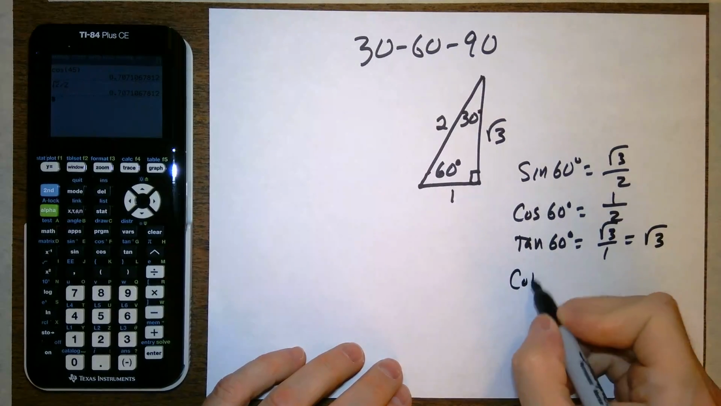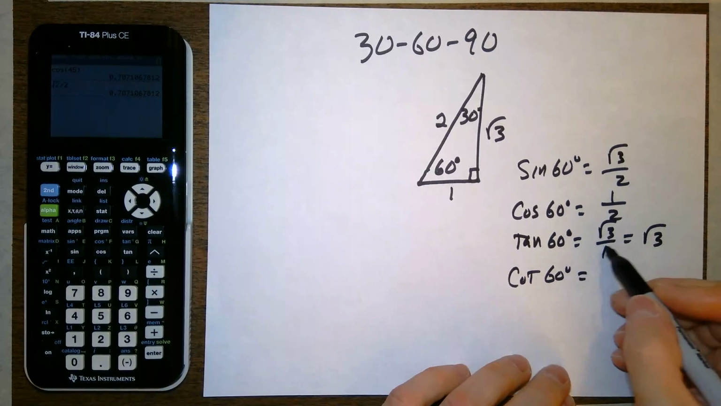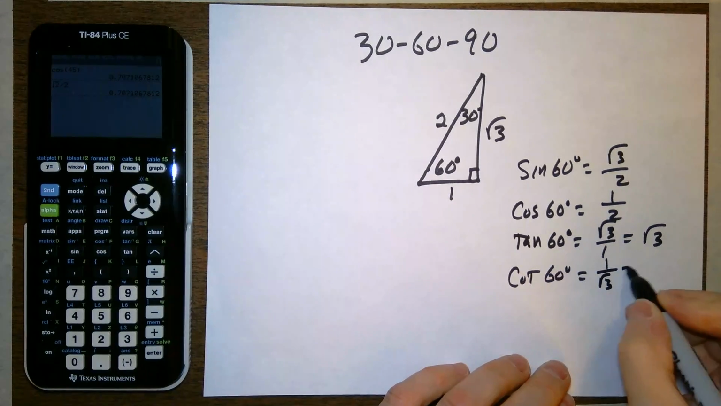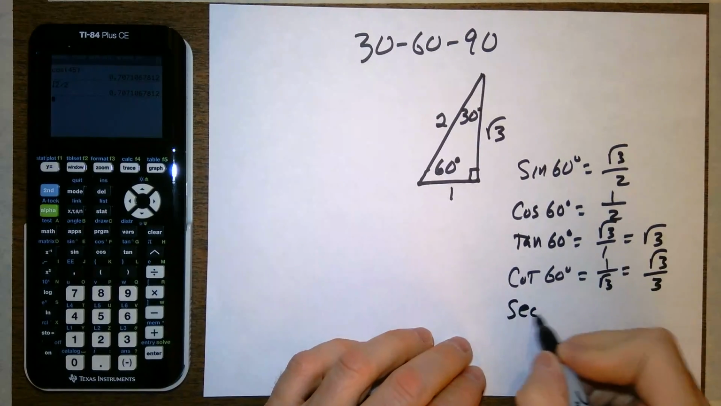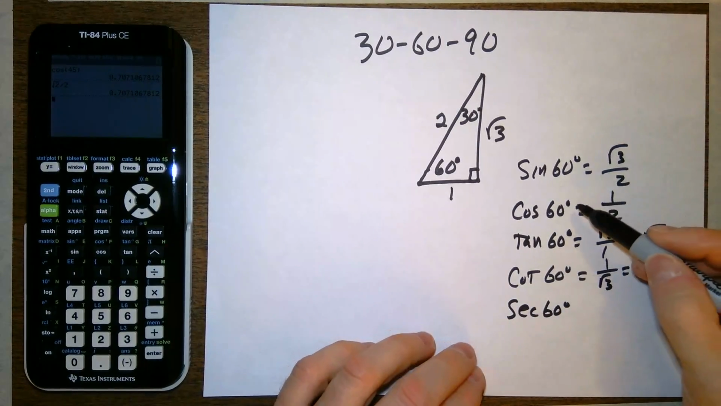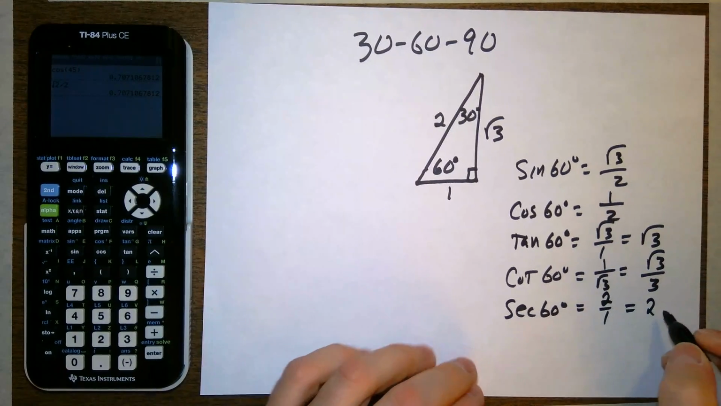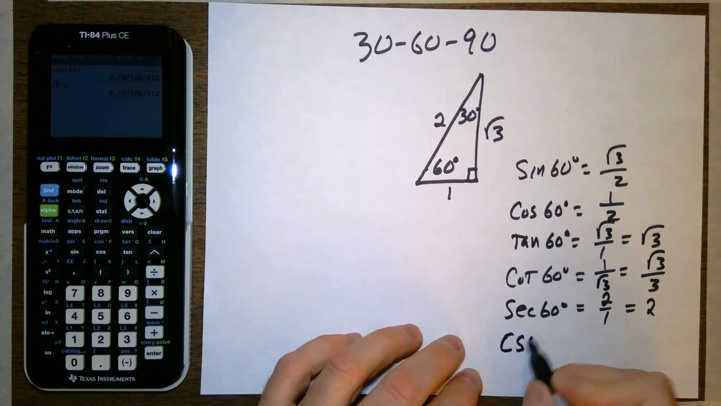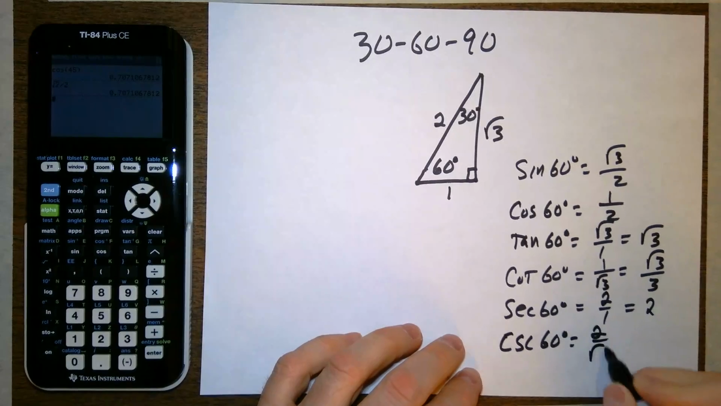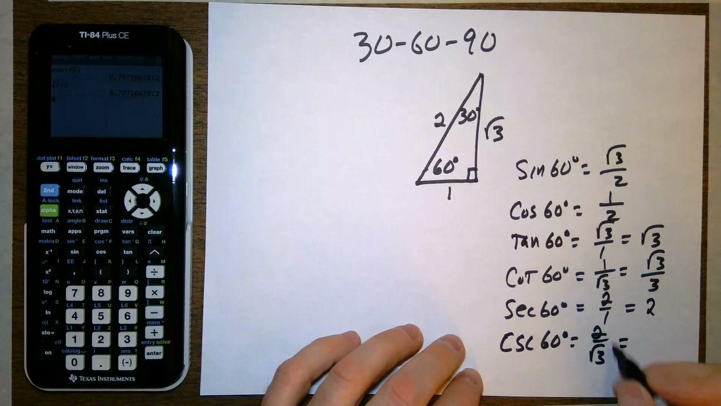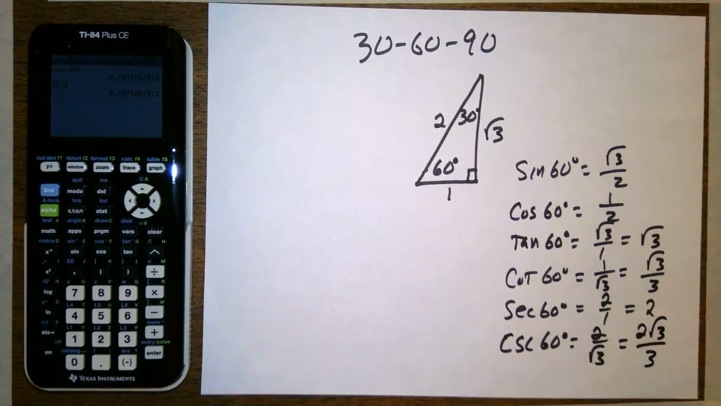The cotangent of 60 degrees, and we can start thinking of these as inverses. It's going to be the inverse of this. 1 over root 3, rationalize the denominator, root 3 over 3. The secant of 60 degrees is going to be the inverse of cosine, so 2 over 1, which is just 2. And then the cosecant of 60 degrees is going to be the inverse of sine, 2 over root 3, rationalize the denominator, multiply by root 3 over root 3, and I get 2 root 3 over 3.